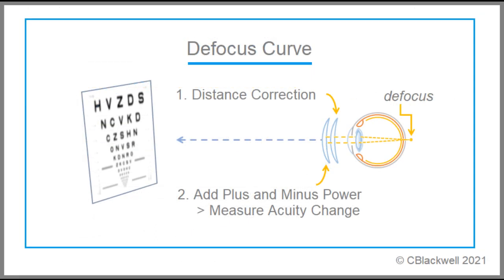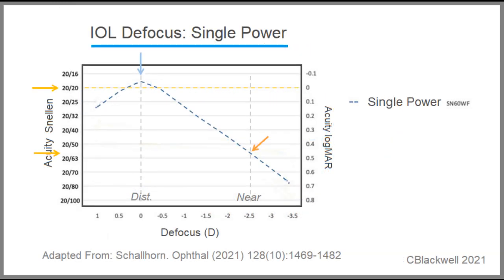With a minus or diverging lens, the focus is pushed behind the retina. The same effect as bringing an object closer to the eye, as happens with reading. A minus 2.5 diopter lens in front of the eye simulates a typical reading distance of 14 to 16 inches. Vision here is about 20/60, so reading glasses would be needed to see comfortably up close. Intermediate distance, like arm's length or computer distance, falls in between. So, the defocus curve gives you a nice picture of how the lens works at different distances.